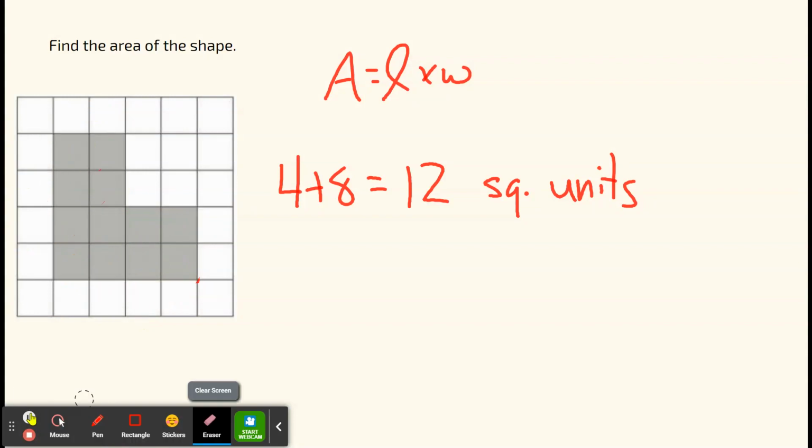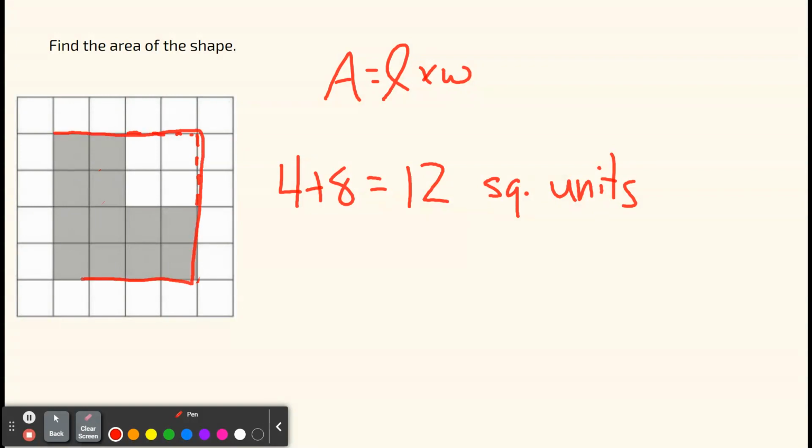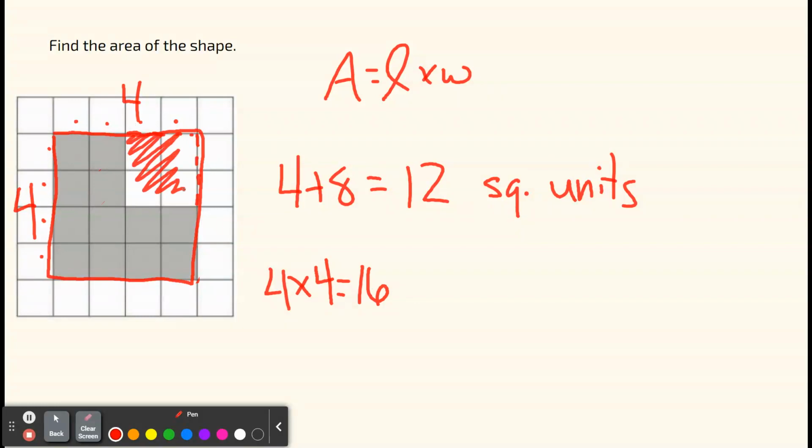The other way we can do is we see that this kind of looks like a square, except this part right here is missing. So what I can do is go ahead and find the area of my large square, which we have 1, 2, 3, 4 units on this side and 1, 2, 3, 4 units on this side. We're going to pretend this whole square is filled up. So if I have 4 times 4, that's going to give me 16. But my area is not 16 because I have this section over here that doesn't exist. It's kind of been cut out of this square.